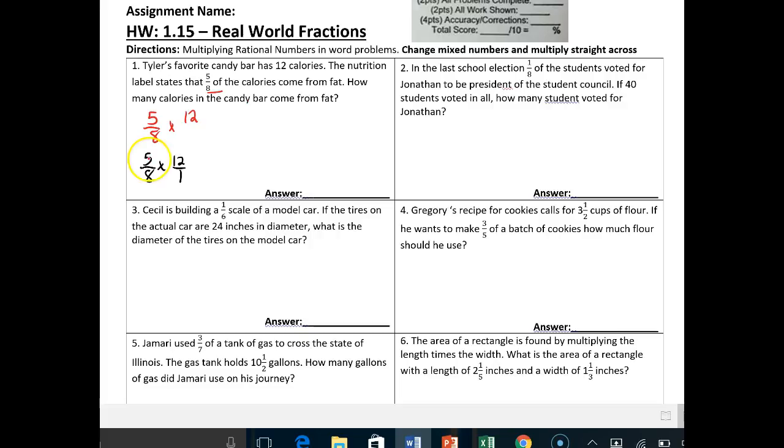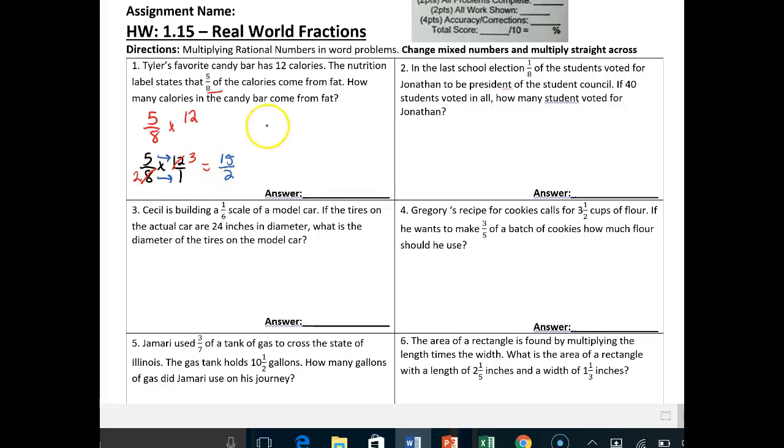Now we look to cross cancel. 5 and 1, nope. 8 and 12, can divide them both by 4. So 8 divided by 4 is 2. 12 divided by 4 is 3. Now we can multiply straight across. 5 times 3, 2 times 1. 5 times 3 is 15. 2 times 1 is 2.